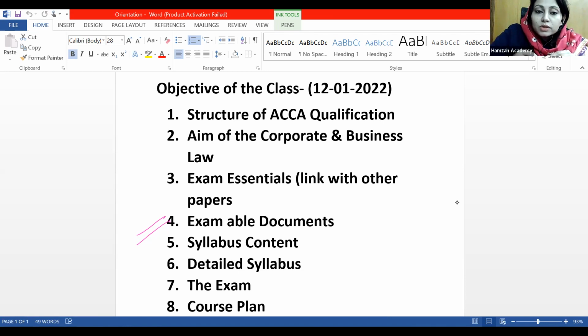So let's start with the objective of our class: the very first session, the introduction class, the orientation session. All right. Okay, the very first topic, the very first objective of our first introductory class is the structure of the ACCA qualification. What is the structure of the ACCA qualification?